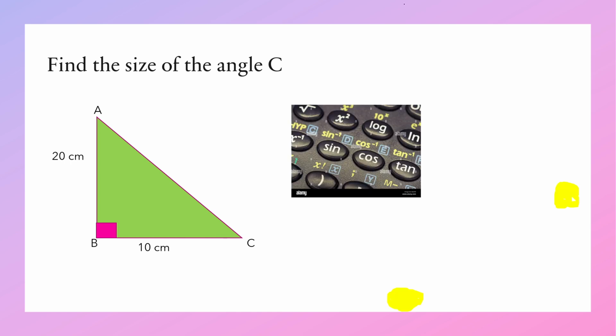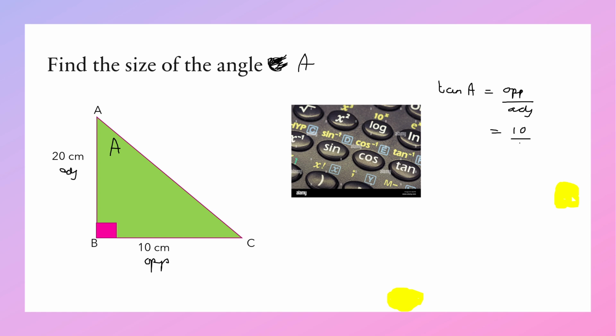Let's try another one. So instead of angle C, I'm going to switch things up and make it a bit more difficult. Let's try angle A. It's this angle here. Now, what's the ratio? Well, we've got adjacent here. We've got opposite. I think we're in need of some tan love. So we're going to say tan A is equal to opposite over adjacent, which is equal to 10 over 20.